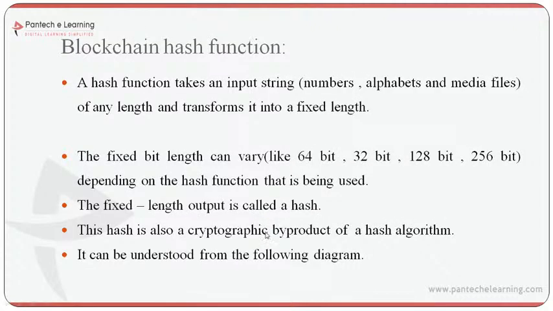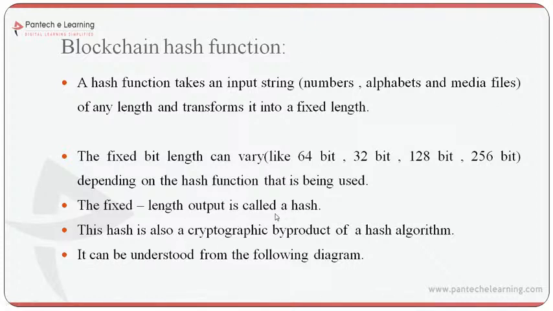Next I am going to discuss the hash function. What do you mean by hash function? It takes some input string, which can be numbers or alphabets, and then transforms it into a fixed length sequence. It can be a 64-bit, 32-bit or some other size input, and then a hash function is applied and it is converted to a fixed length output. The fixed length output is called a hash. It is a cryptographic byproduct of a hash algorithm, so the hash function works based on cryptography.